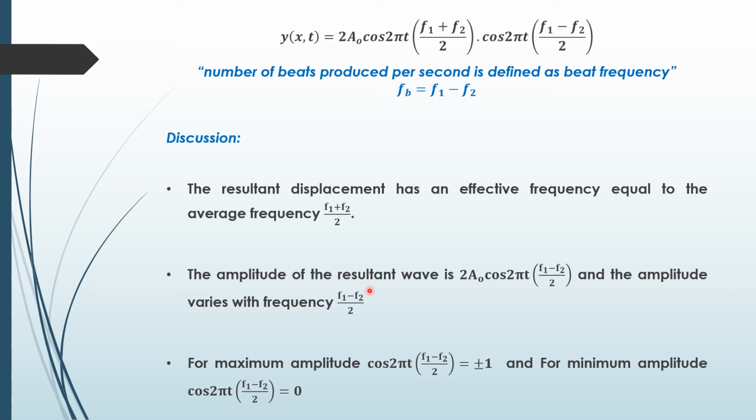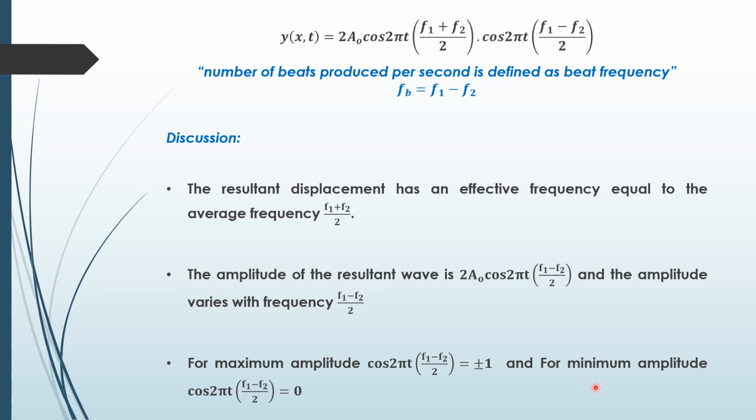Now if you talk about the maximum amplitude, for maximum amplitude cos[2πt(f1−f2)/2] should be equal to plus or minus 1. In this condition we get constructive interference, which means that 2πt(f1−f2)/2 should be equal to nπ, where n is 1, 2, 3, and so on.